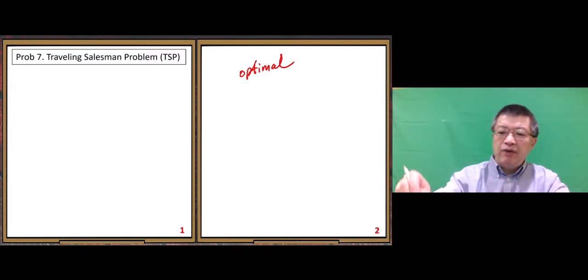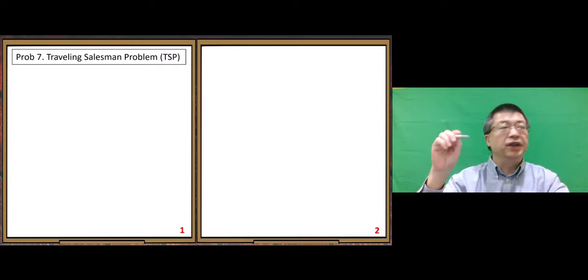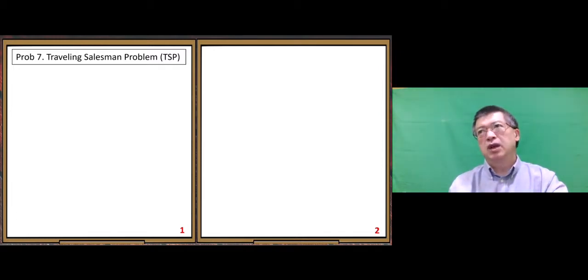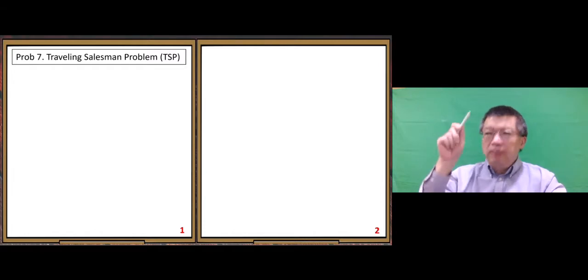But here, in our first try, we don't want to find an optimal solution. We just want to find one solution. How about that? Is it good or not good at this point? Because it is our first try, we just try to get a starting point. We just try to use the brute force method, exhaustive search, to get a starting point.